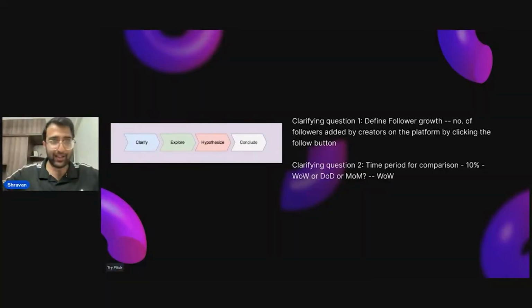यहाँ तक हमने clarify कर लिया. The first clarifying question was that the number of people who click on follow, that is what you define as follower growth. Second clarifying question was I am comparing 10% week on week, day on day, month on month, and that is essentially what I'm trying to put across.